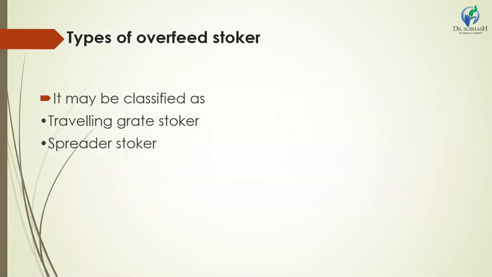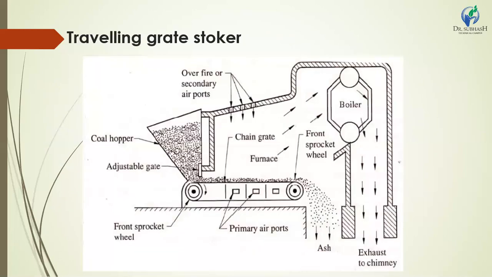There are two types of overfeed stokers available. They can be classified into two types: traveling grate stoker and spreader stoker. So let's see the traveling grate stoker. The diagram of the traveling grate stoker is shown in the figure.